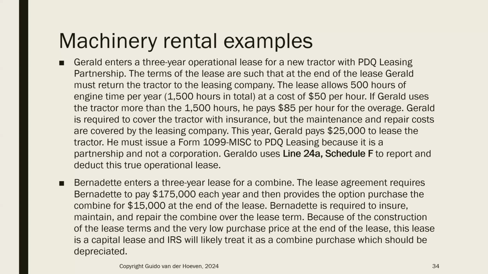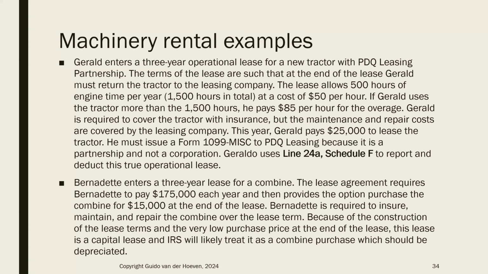Now, the next one is where we get, from a tax practitioner standpoint, I've had a little bit of heartburn about this. Bernadette enters into a 3-year lease for a combine. The lease agreement requires paying $175,000 each year and then provides the option to purchase a 3-year-old combine for $15,000 at the end of the lease. She's required to insure, maintain, and repair the combine over the lease term.